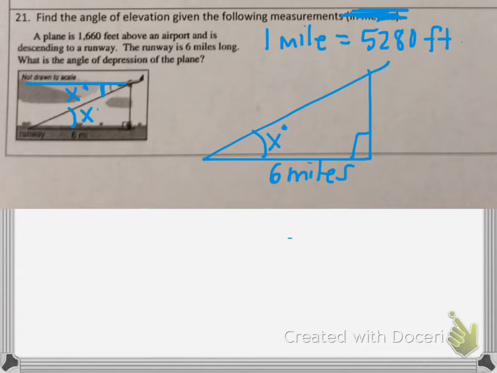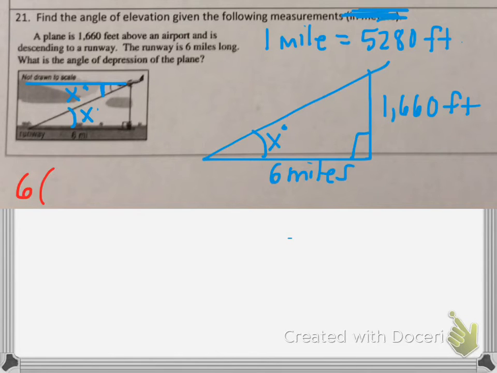They also tell us that it is 1660 feet above an airport. So that's its altitude here. And I need to find that angle. So if I look at my picture right now, I notice that first I could set up a trig ratio, but be very careful. One unit says in feet, one unit says in miles, so you're going to have to convert here. Either choose to convert them both to miles, or both to feet. For me, the easiest thing to do would be convert the 6 miles to feet.